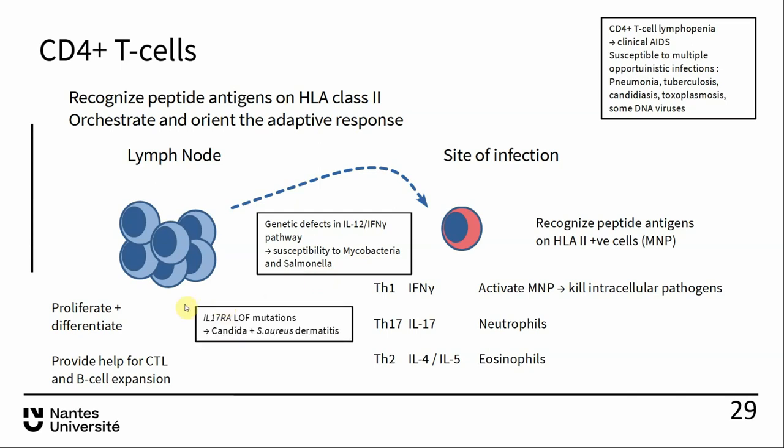Now, there are also some inherited defects in the IL-17 receptor alpha subunit. So there are people who've got loss of function mutations in this gene in a homozygous state, and these children are highly susceptible to Candida infections and Staphylococcus aureus dermatitis, so extracellular pathogens.